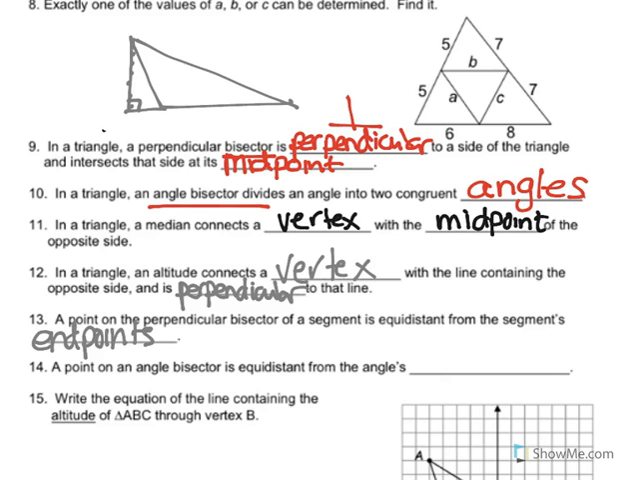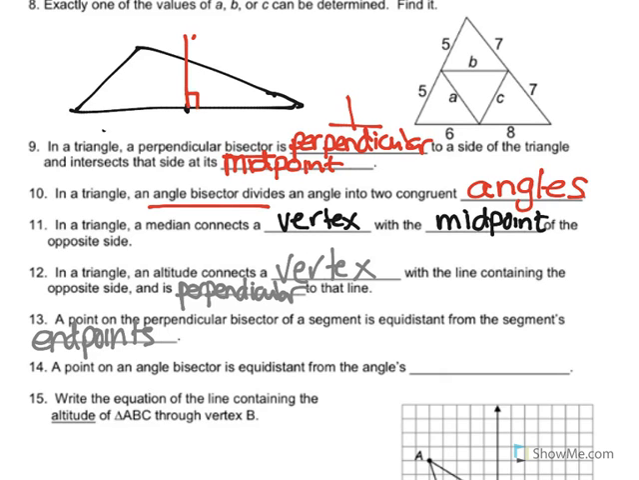Let's draw one up here just so you see that. Here's a triangle. Okay, the perpendicular bisector is going to be like this, and it is equidistant to the end points of this line segment right here. Bada bing, bada boom.